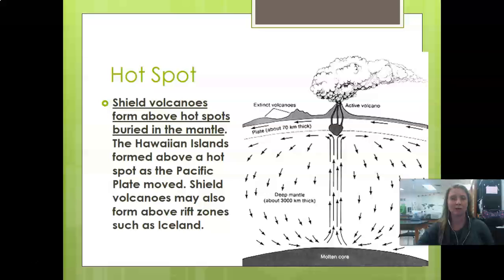So Hawaii is a great example of a chain of islands: a new island comes up, the plate moves, boom, new island comes up, boom, the plate moves. So the plate is always moving and taking with it an island, and the active volcano is always what is over top of that hot spot, and that's what this is saying. Shield volcanoes form above hot spots buried in the mantle. Hawaii is a great example of this. The Pacific plate keeps moving, it keeps getting pushed, and as that happens, a new volcano comes up, it pushes again, a new volcano comes up, it gets pushed again.